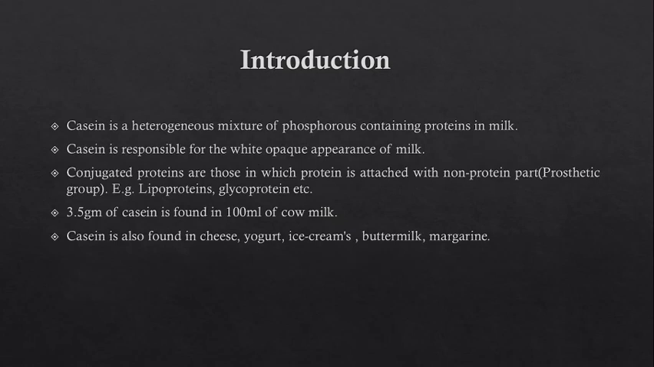In 100 ml of cow milk, approximately 3.5 grams of casein is present. Besides milk, casein is also found in cheese, yogurt, ice cream, buttermilk, and margarine. These are all made from milk, so casein can be found in these products. Anything which is made of milk, casein can be found in that product.